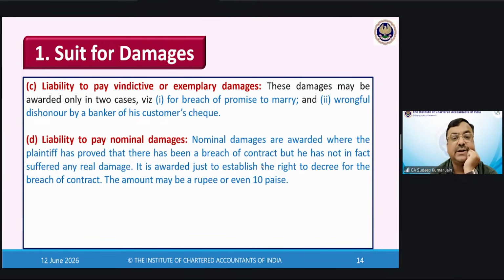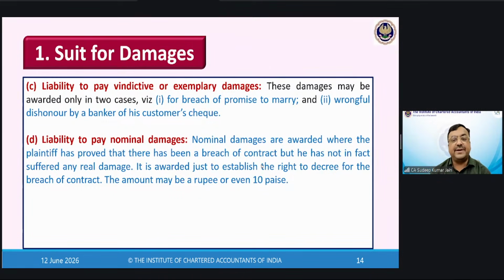Liability to pay nominal damages. Nominal damages are actually awarded where there is a breach of contract, but there is no actual loss to the promisee. Breach of promise by the promisor, but there is no actual loss to the promisee. So, to calm the ego of the promisee, these nominal damages are awarded, like 1 rupee or 10 paisa.